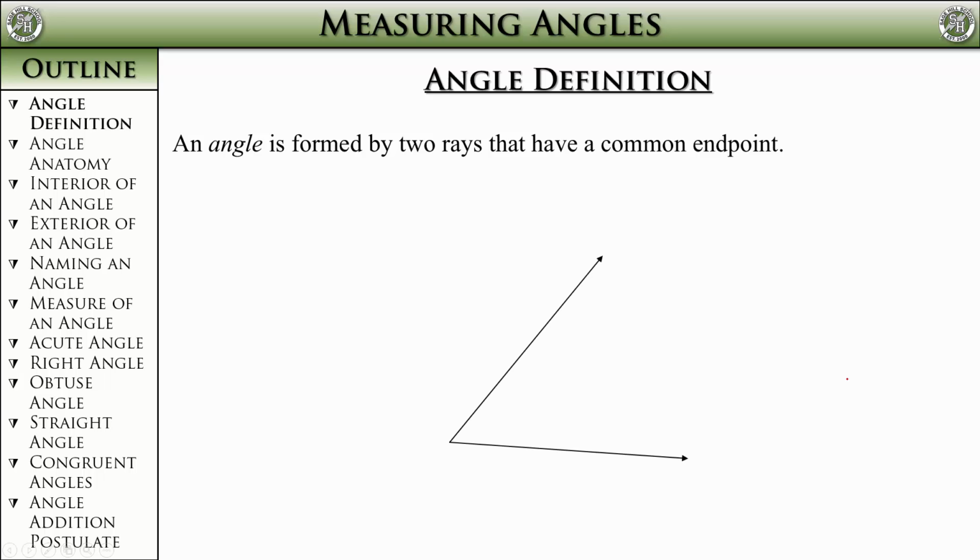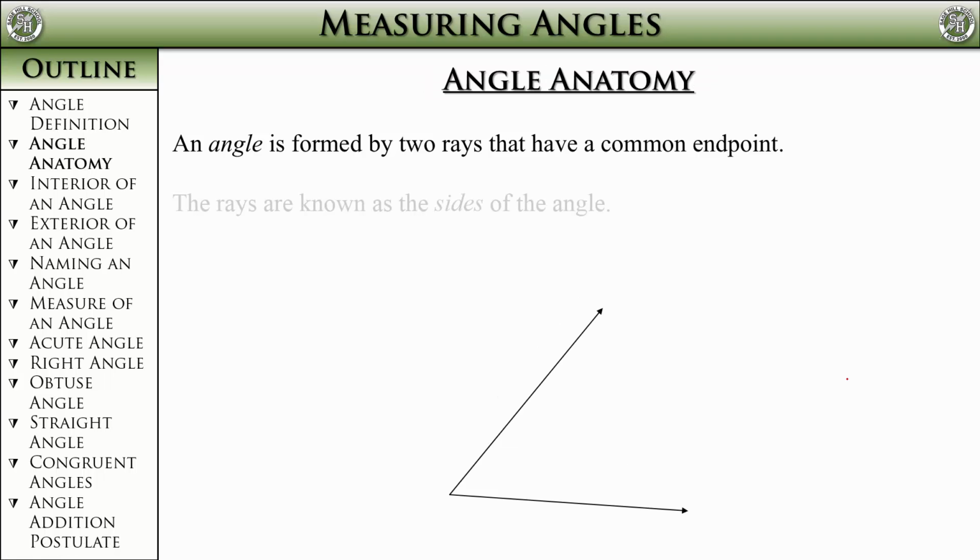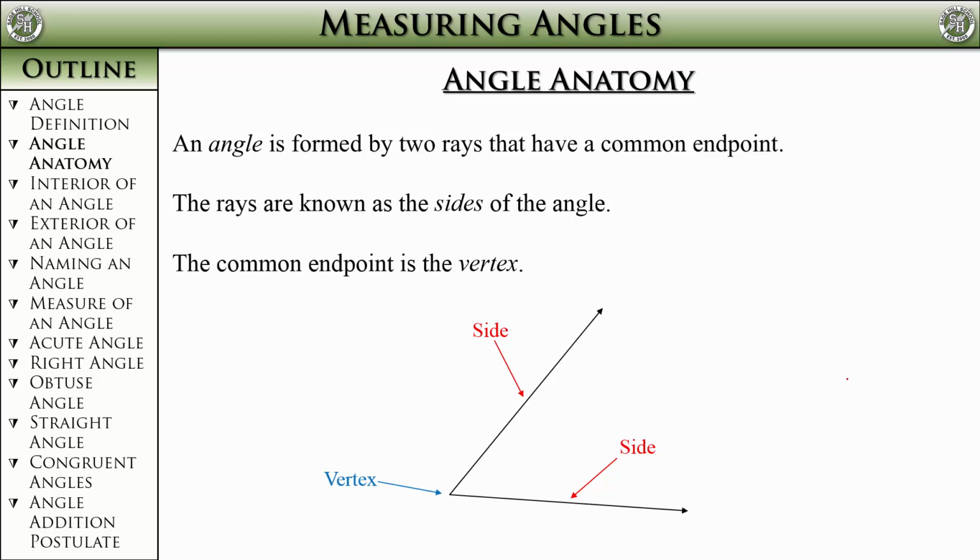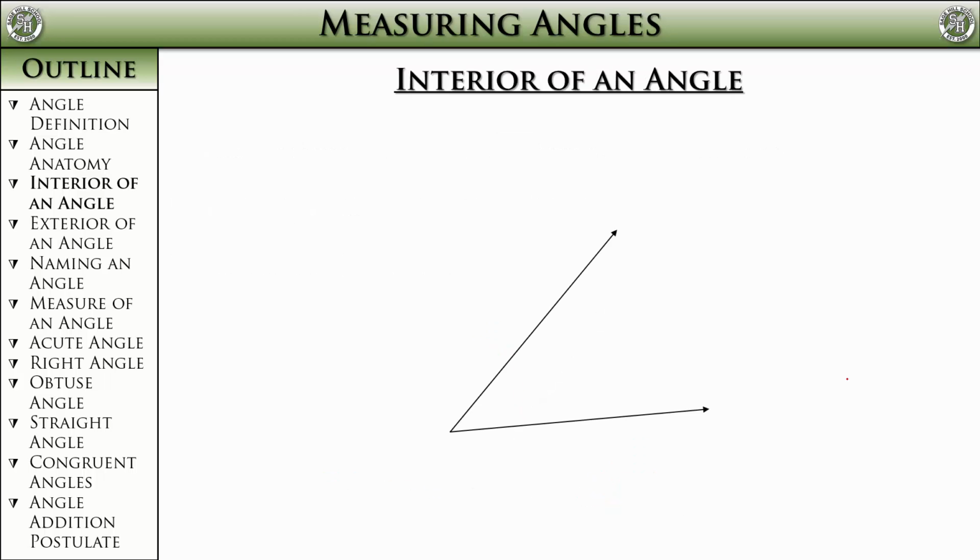Here's a lovely angle. Let's deal with some angle anatomy. First, the rays are known as the sides of the angle. And the sides of an angle are always rays. So if a problem asks you, what are the sides of an angle, your answer had better be two rays. Then we have the common endpoint, which is known as the vertex. One last anatomy detail: we have an interior and exterior of an angle.